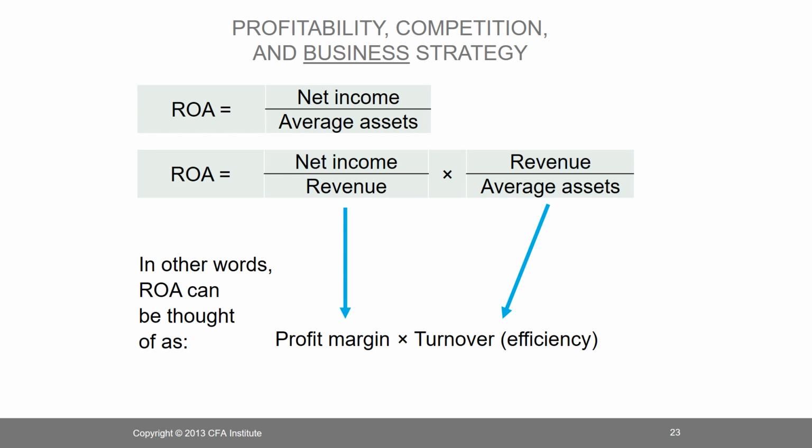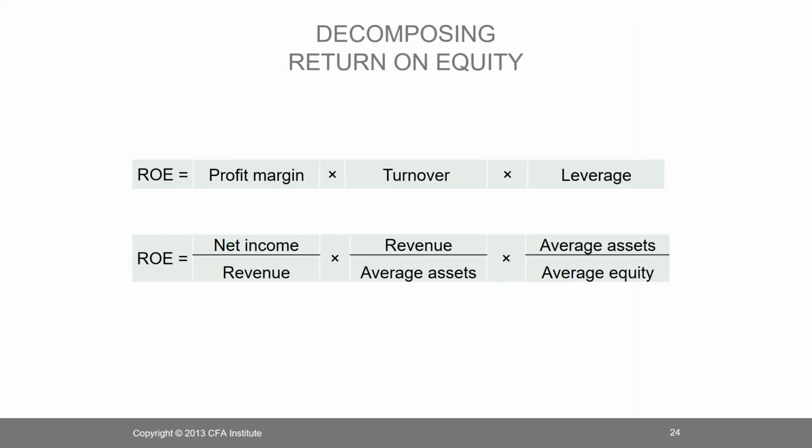And by analyzing the equation, we can see that a company can increase its return on assets in two basic ways: by increasing operating profitability, or what we call operating profit margin, or by increasing asset turnover, that is, better asset utilization or efficiency. In other words, return on assets can be thought of as profit margin multiplied by turnover. And by combining the decomposition of return on assets with the previous step, we have three basic factors underlying profitability.